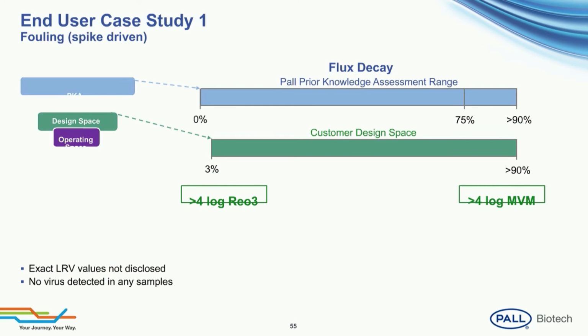And we have end user data from 3% flux decay up to 90% flux decay with MVM and Reo3 viruses, and Pegasus Prime retained both. So no viruses were detected in any samples. So end user design space under their conditions, Pegasus Prime retained viruses as predicted.